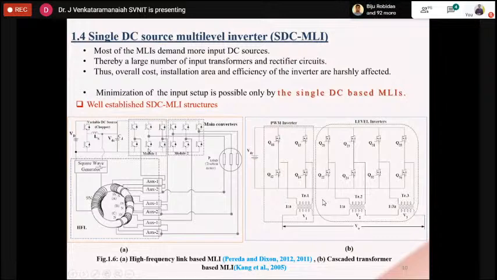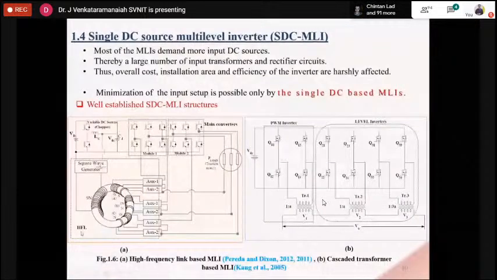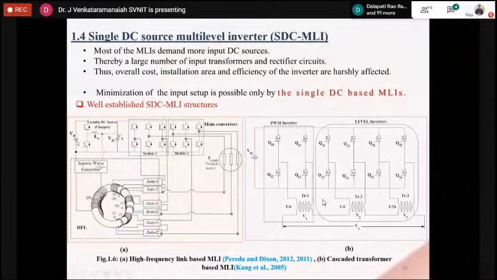So what he did, he simply used at the primary side or input side of the inverter a high frequency link, which nowadays we call HFL. So this is one kind of configuration where we are using a single DC. It is very popular for PV systems.